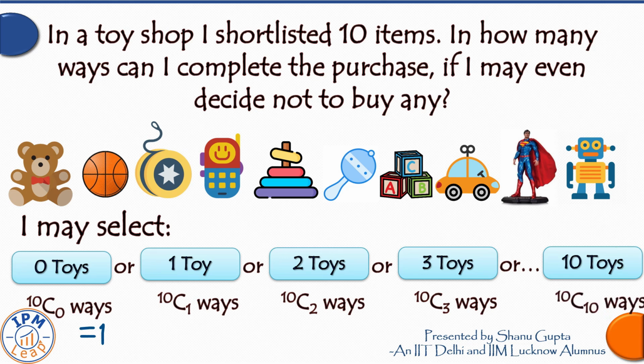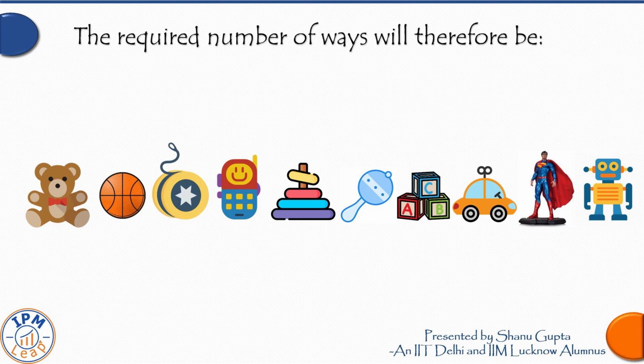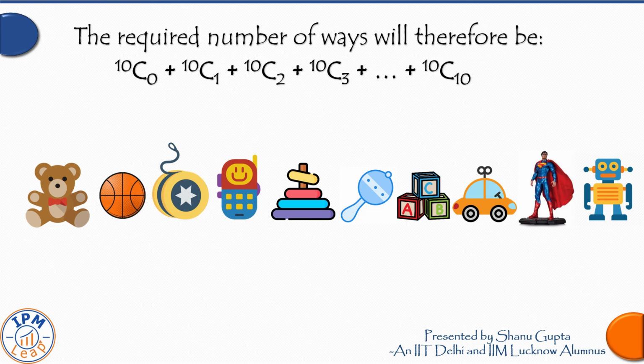Since our options are connected with the word or, remember in P&C, or means we add up our options. So let us place a plus sign in between all of these. The required number of ways will therefore be 10C0 plus 10C1 plus 10C2 plus 10C3 plus so on up till 10C10. This is a complete series of binomial coefficients, nCr, for which n is equal to 10 and r ranges from 0 to 10. Does this mean we have to calculate these 10, or rather 11, numbers first and then add them up? Looks like a tough task, isn't it?